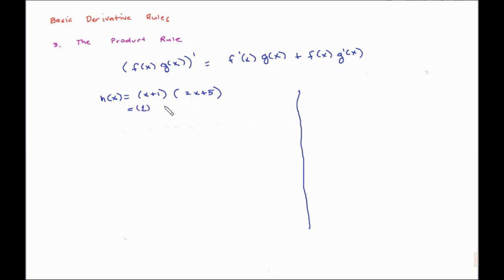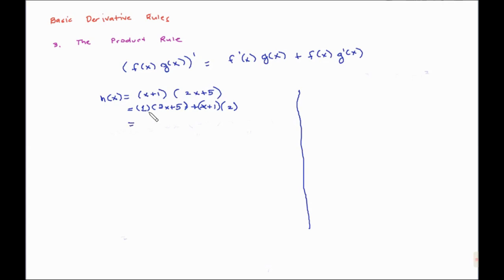Multiply it by your second function, which is 2x plus 5. Ayan. And then, add the first function, x plus 1, times the derivative of your second function. The derivative of 2x is, of course, 2, and the derivative of 5 is 0. So, hindi na natin siya kailangan isulat.